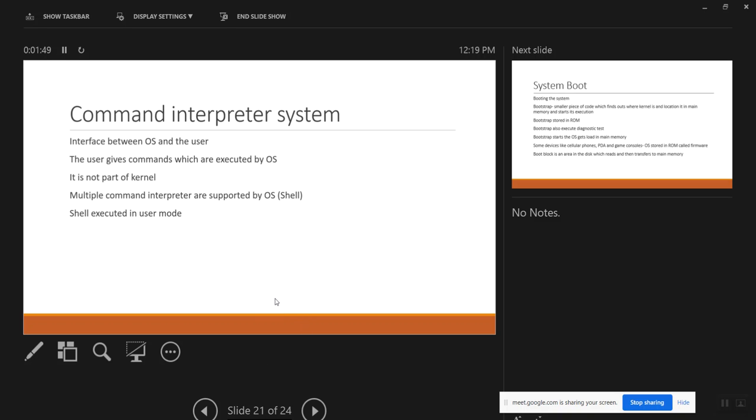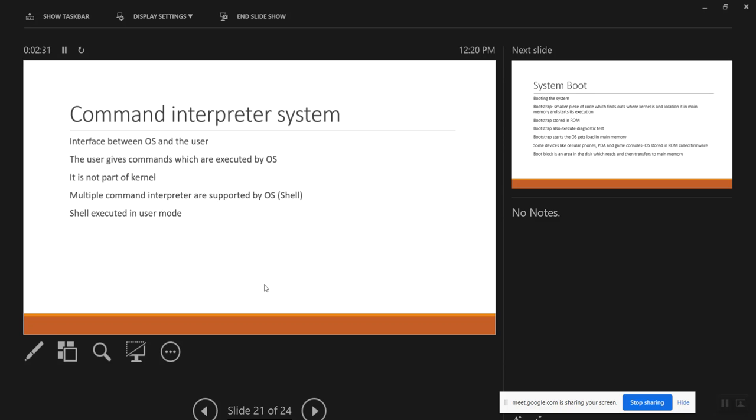Then this is the last activity provided by the operating system, that is the command interpreter system. In the Linux operating system, first of all we discuss what is meant by the command interpreter system. It is simply an interface between the OS and the user, and it is provided as a CUI, character user interface. And how it is provided in Windows and Linux, we have discussed that. On Windows they have provided the command prompt, and on Linux they have provided the terminal.